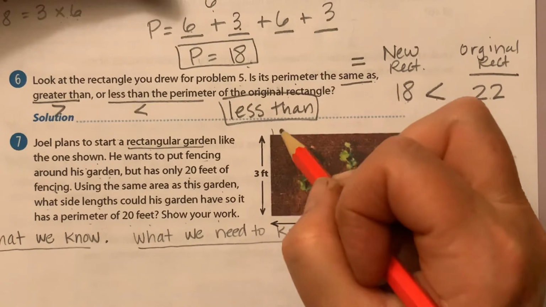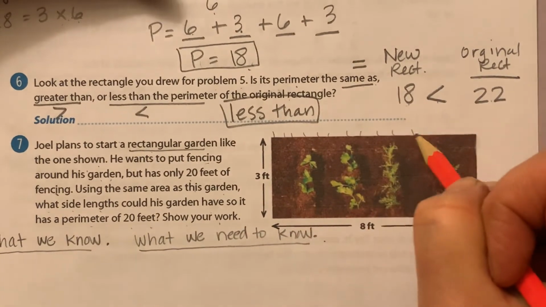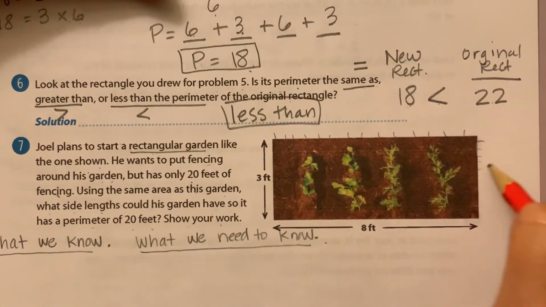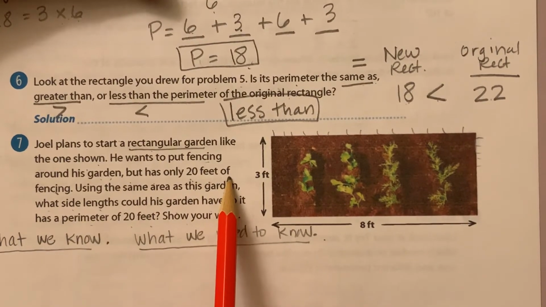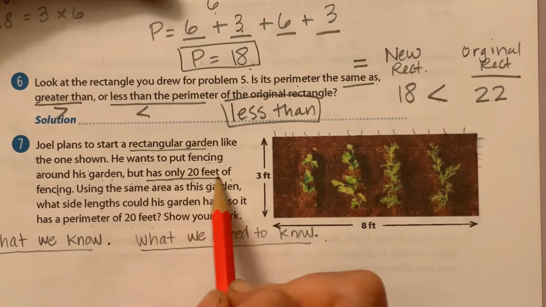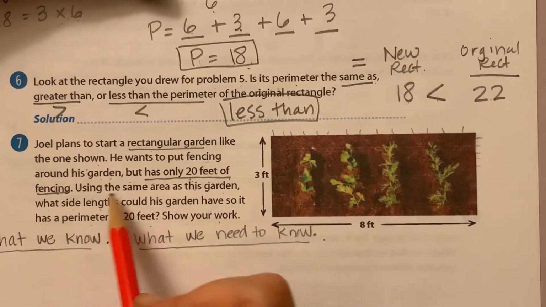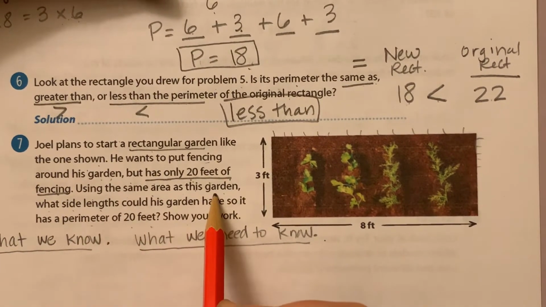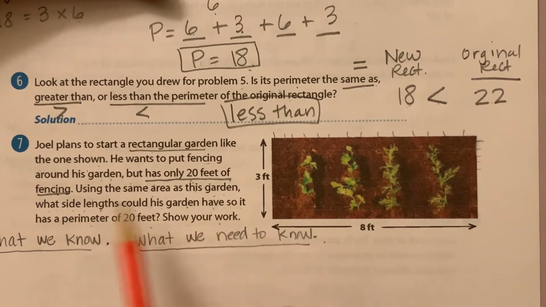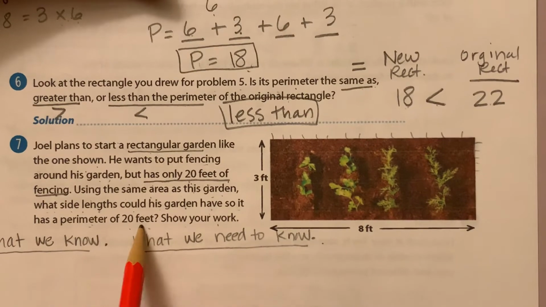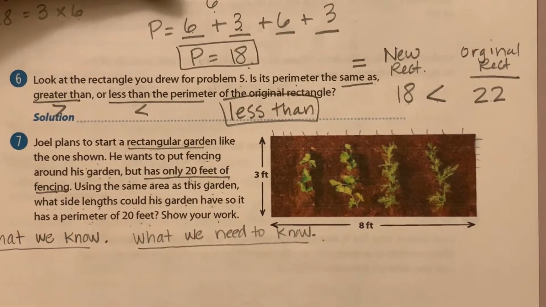Okay, so he wants to put fencing right around the garden. Right? Fencing, but has only 20 feet of fencing. He has only 20 feet of fencing. Using the same area as this garden, what side lengths could his garden have so it has a perimeter of 20 feet? Show your work.